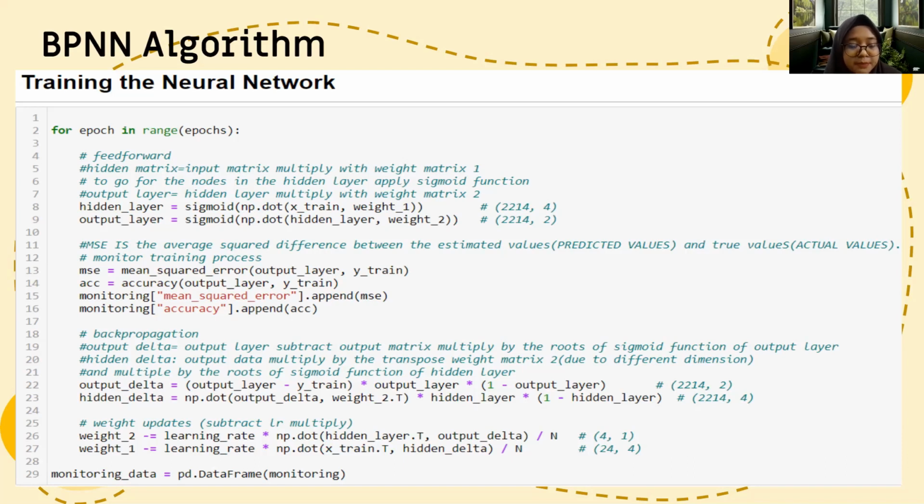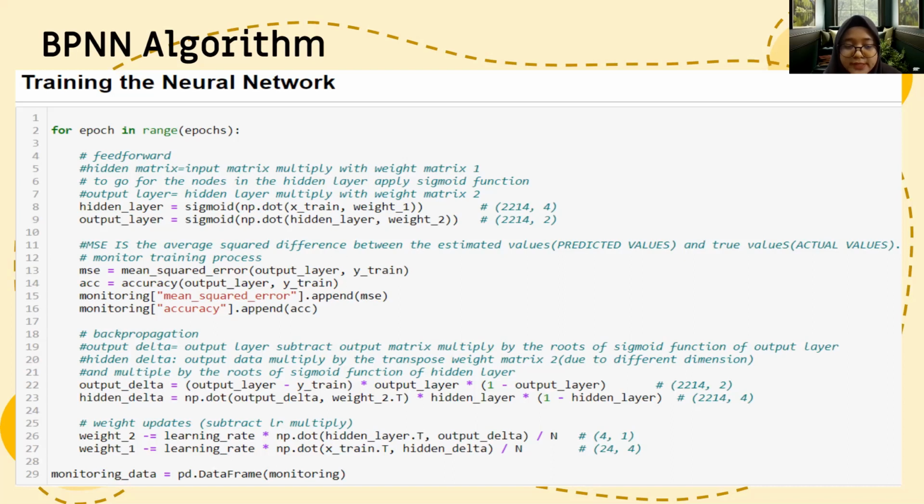Next, of course, in BPNN, there will be backpropagation. Okay, we set the output delta and hidden delta. For the output delta, we take the output layer subtracted by the output matrix and multiply by the derivative of the sigmoid function of the output layer. And for the hidden delta, we take the output delta multiplied by the transpose of weight matrix 2 due to the difference in dimension, and multiplied by the derivative of the sigmoid function of the hidden layer.